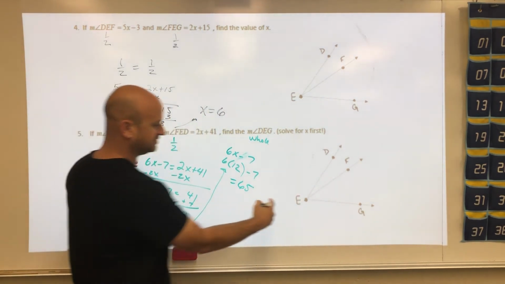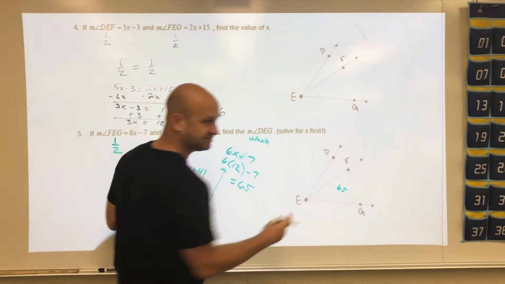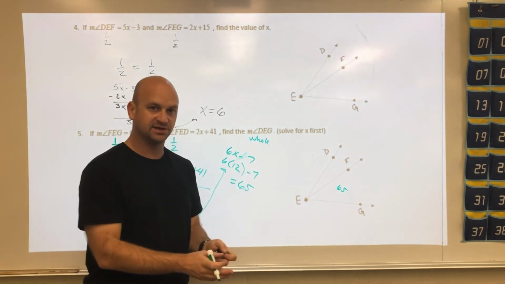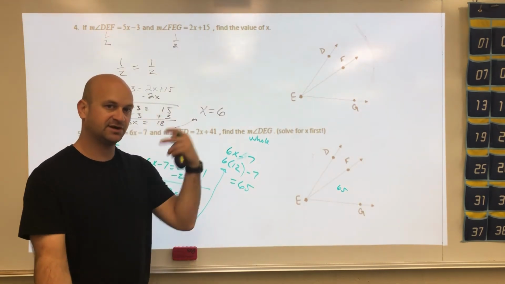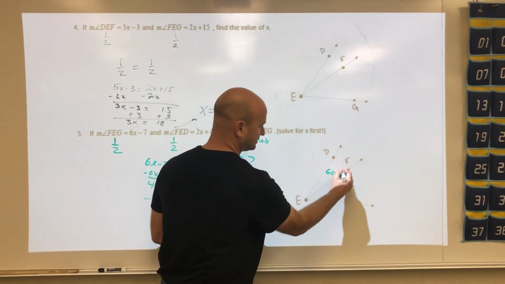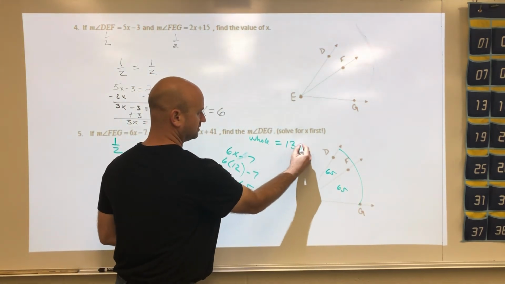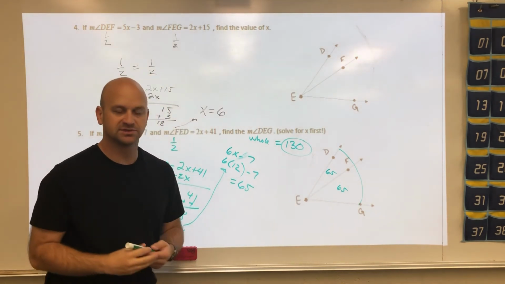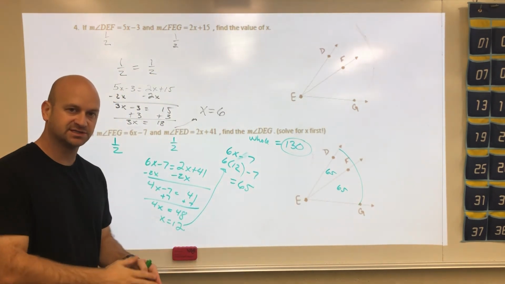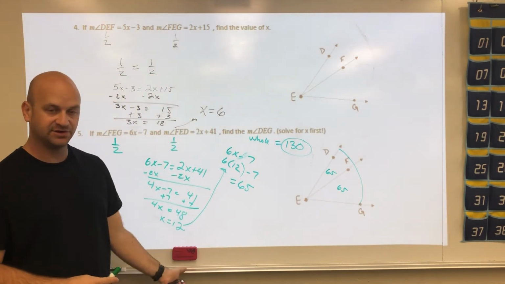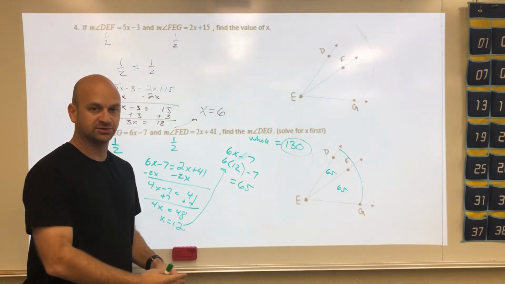So this would be FEG, which is 65. Now, because it's a bisected angle, 65 would be half, and so would the other half. So that means the whole angle has to be 130 degrees, which is your final answer. So this one is a little bit trickier in that you don't just find x, you have to plug it in for a half angle and then figure out what the whole angle is equal to.